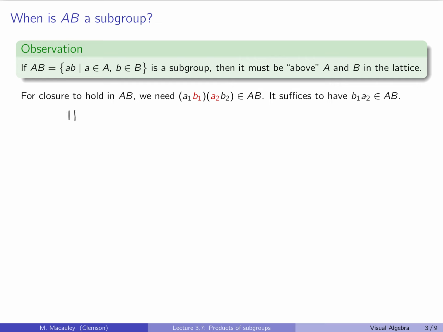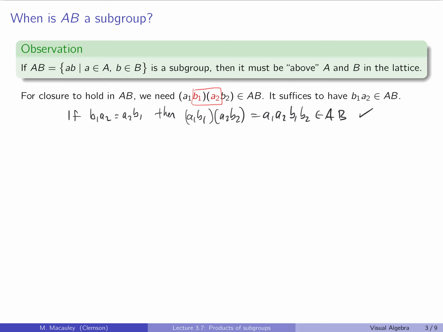Well, if B1A2, let's look at these middle two elements. If B1A2 equals A2B1, in other words, if these commute, then this product, A1B1 times A2B2, is just A1A2 B1B2, and this lies in AB, and we're done. But we can't always guarantee that to happen.